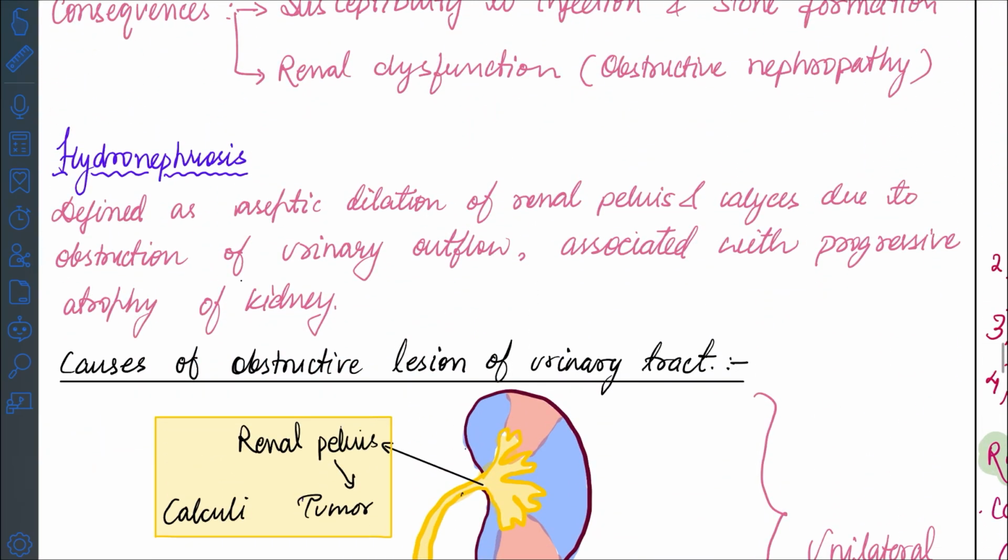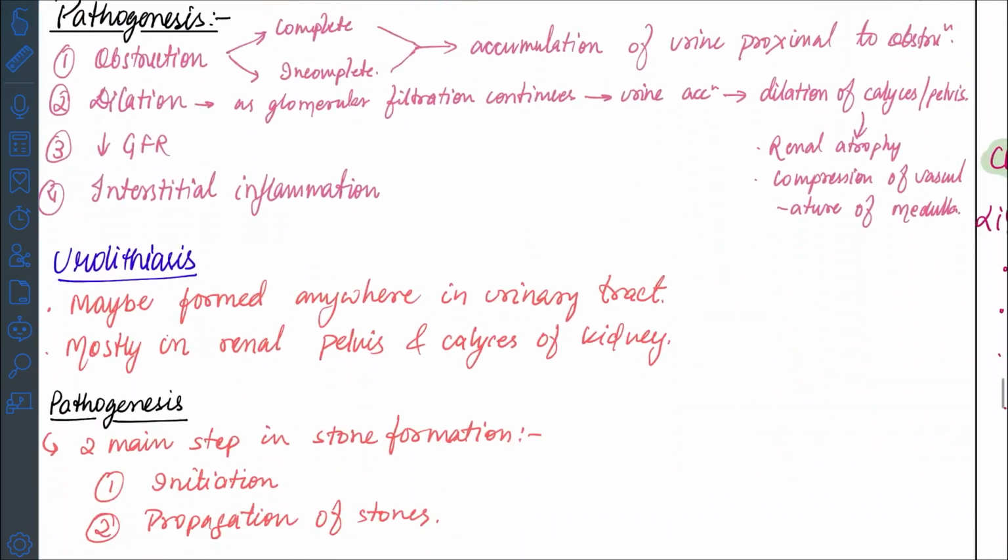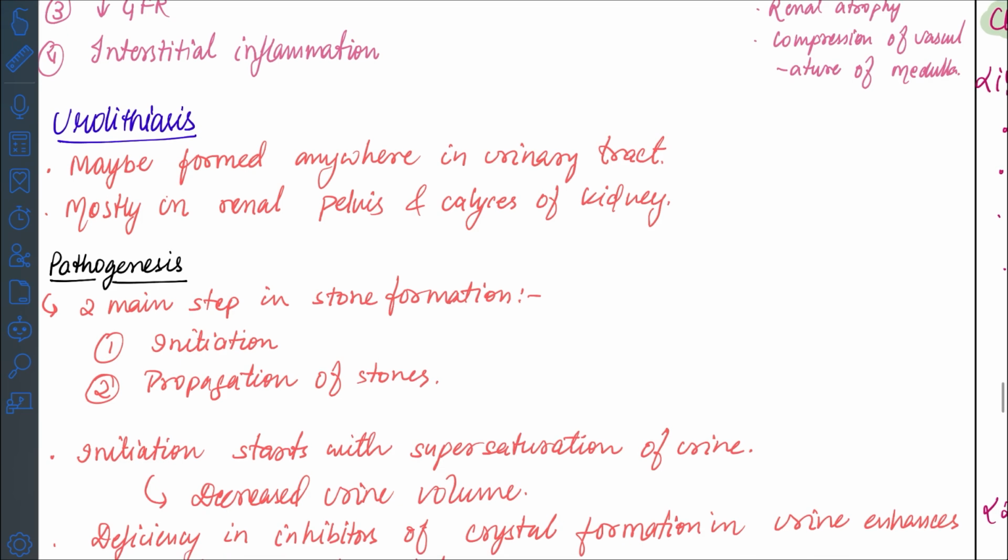This was all about hydronephrosis. Moving to urolithiasis, the second urinary obstructive disease, it is in simple language stone of the kidney. It may be found anywhere in the urinary tract, but it is mostly seen in the pelvis and calyces of the kidney.